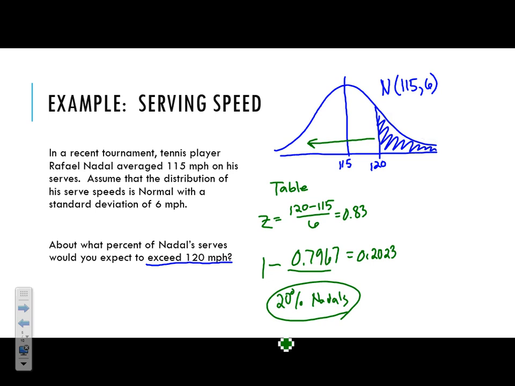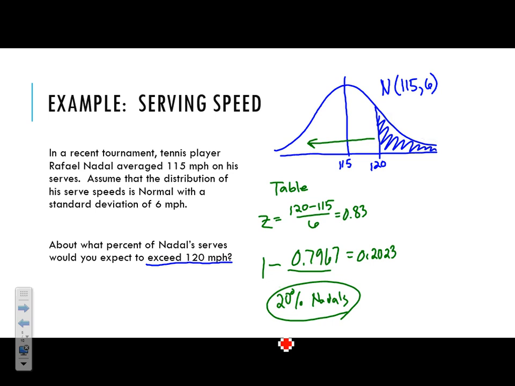Now, again, that's how we utilize these problems on our table. Let's talk about your graphing calculator. Okay? If you want to use your graphing calculator, we're going to use the normal CDF command that's built in. Okay? Now, I'm going to write out the work first, and then we'll pull up our graphing calculator and we'll actually type it in. Okay?